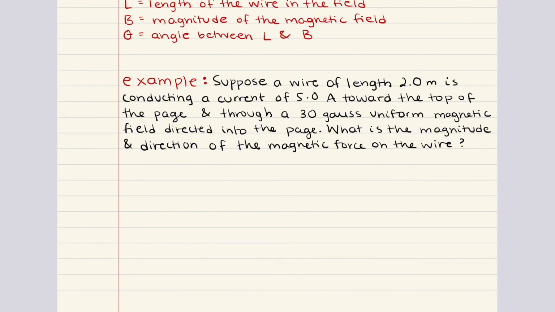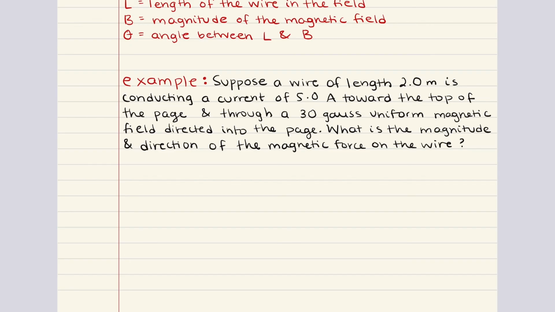This problem says, suppose a wire of length 2 meters is conducting a current of 5 amperes towards the top of the page and through a 30 Gauss uniform magnetic field directed into the page. What is the magnitude and direction of the magnetic force on the wire?